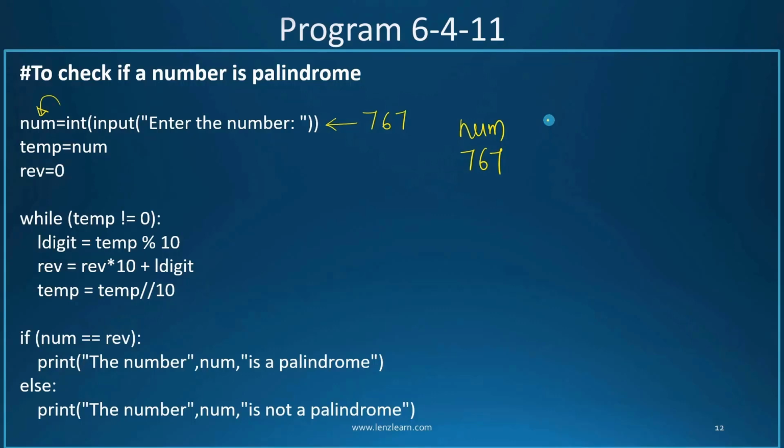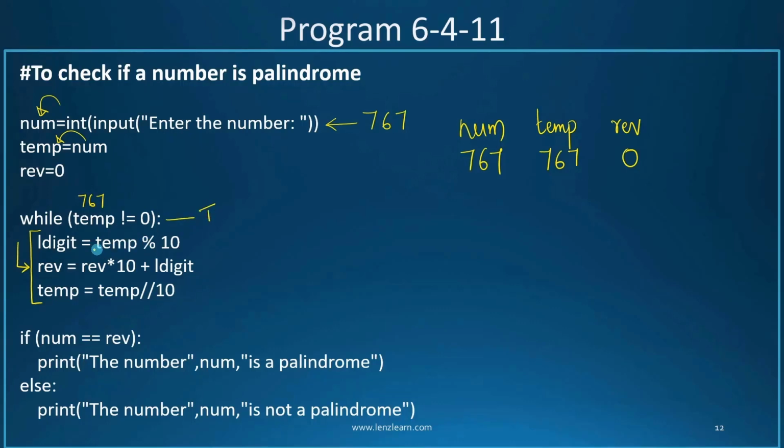Then I have a variable temp. Okay, now this temp value is also copying the value of num. So this num is having 767. I will have the same value inside temp. Then I have another variable rev which has initial value 0. Okay, so now my while loop is going to start. It has 3 statements inside of it, and it is checking whether the value of temp is not equal to 0. So right now the value of temp is 767 and it is not equal to 0. So this condition is true.